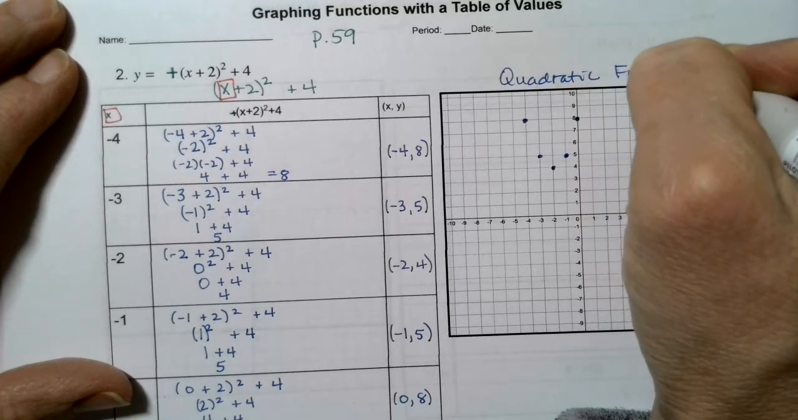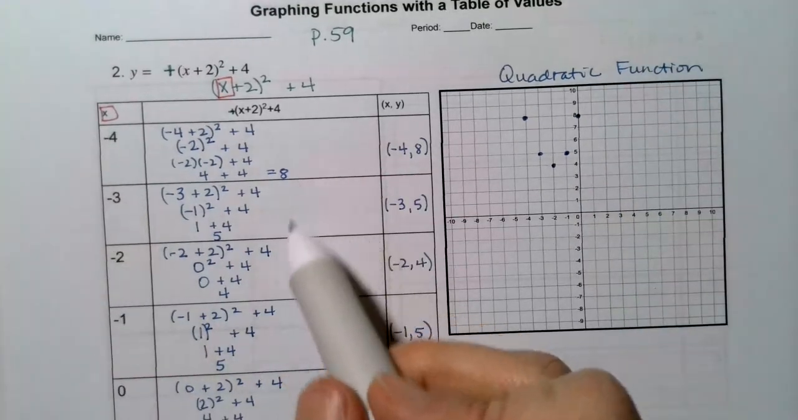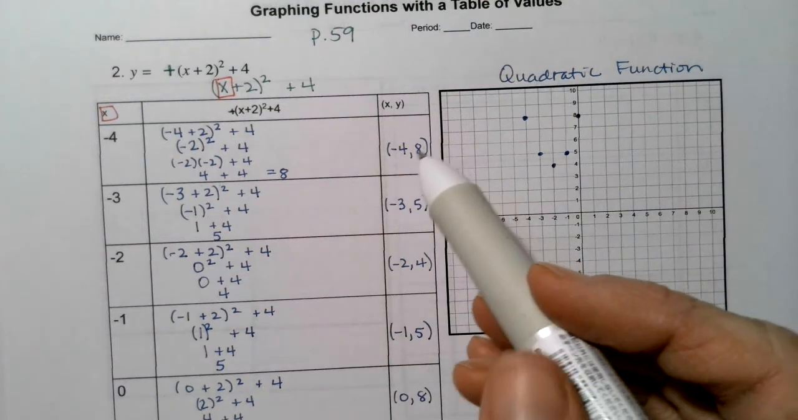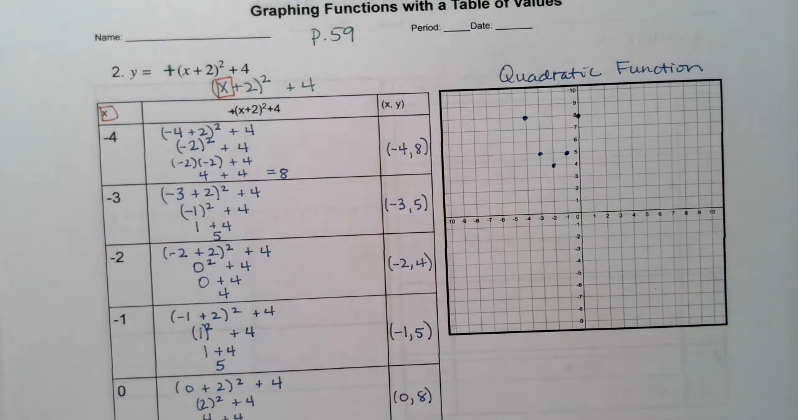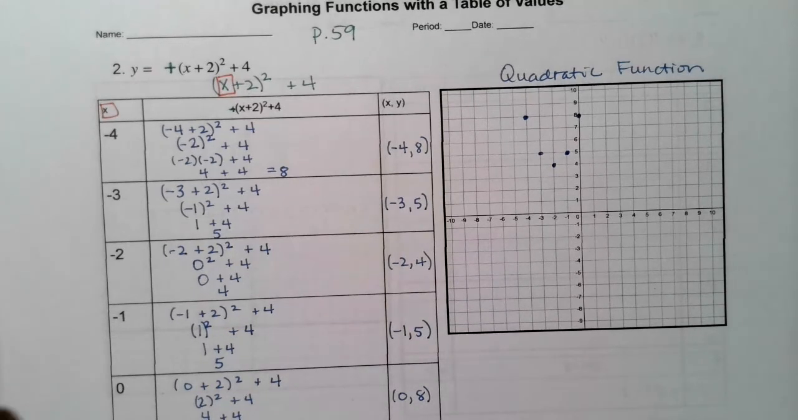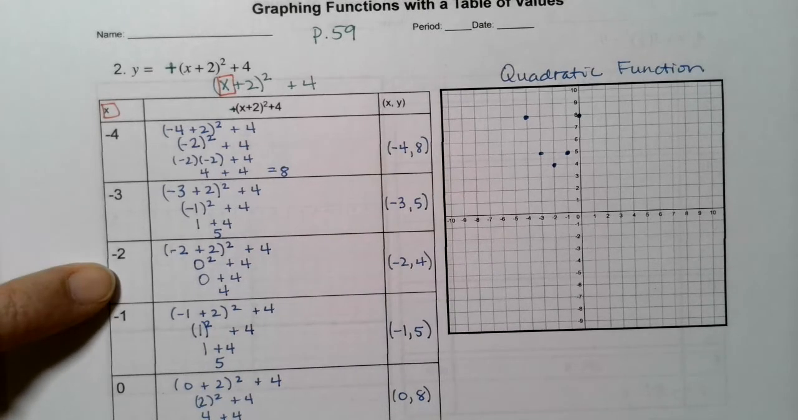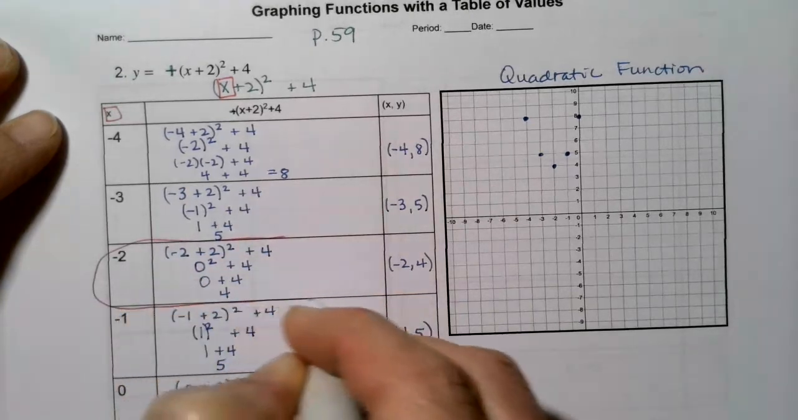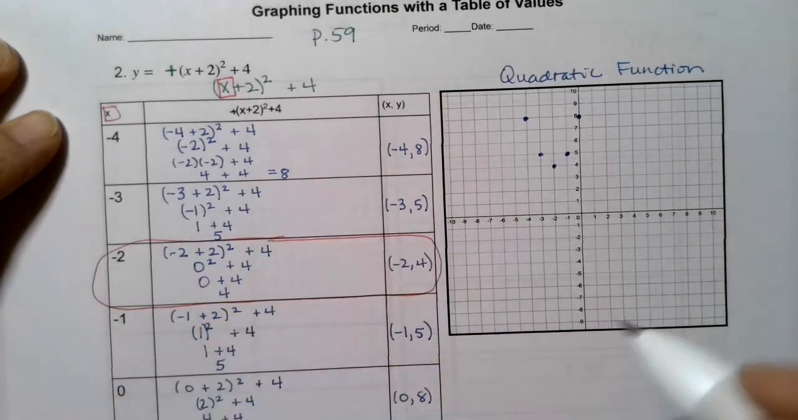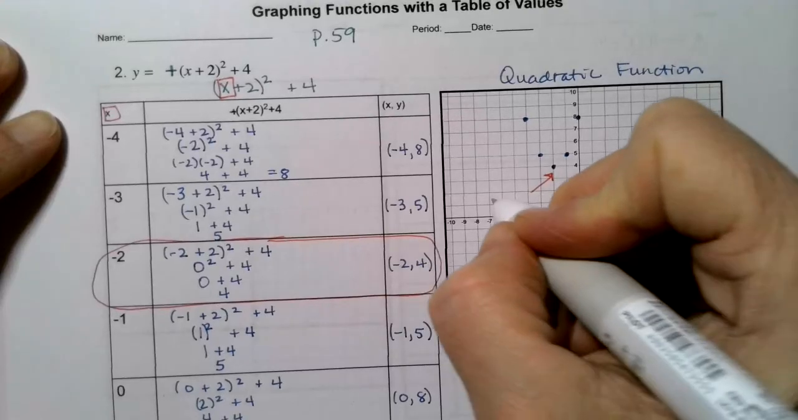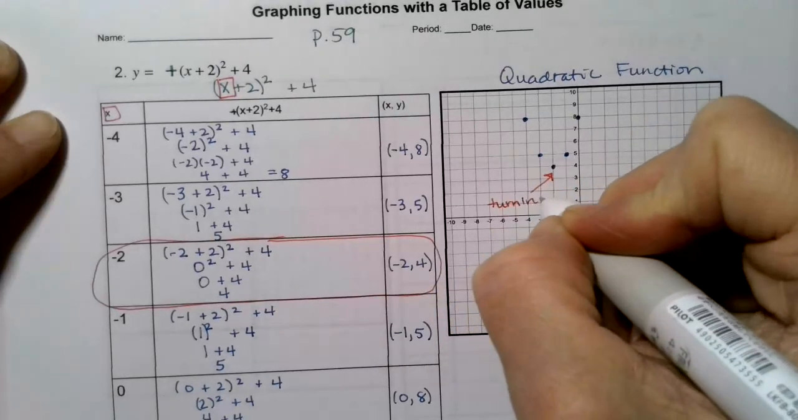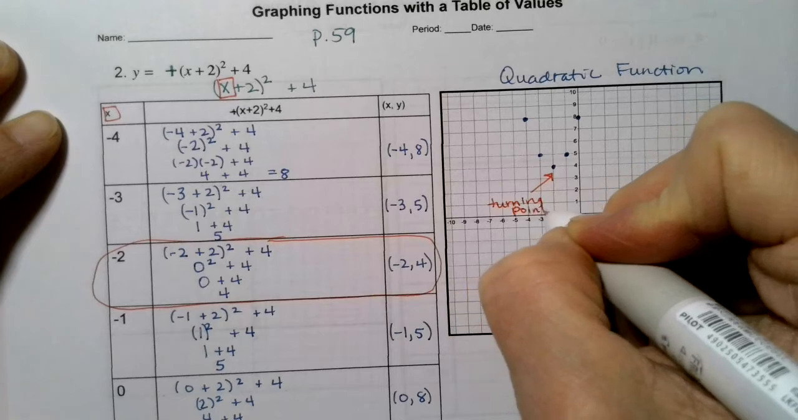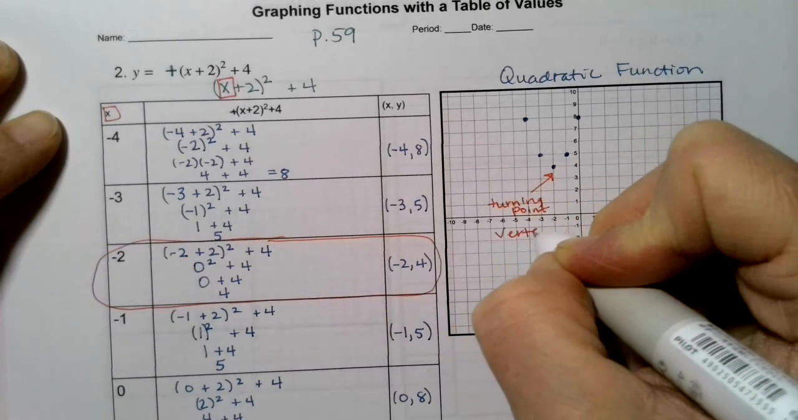And if we were looking at our table, we could do second differences here and see that our values would come out to be the same if we looked at our second differences. And we would see that our turning point happened here at -2. So this right here is our turning point. We can see it in our graph right here. That turning point is also called a vertex.